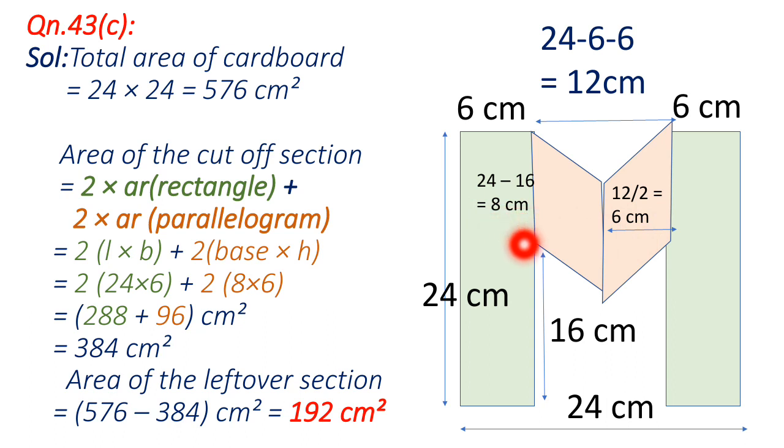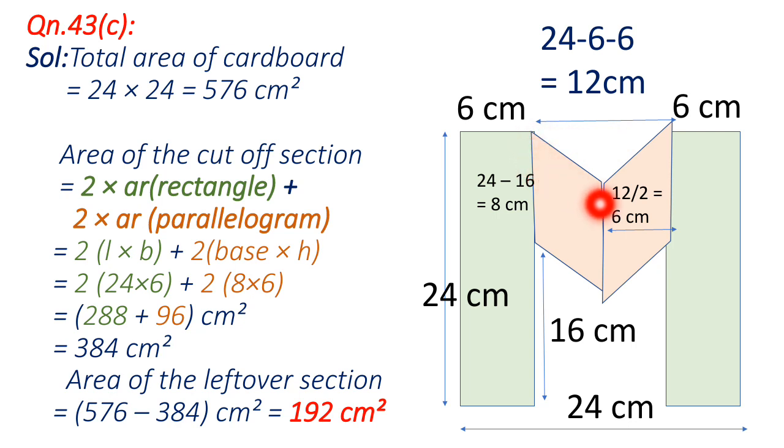So what about the height? Let's see here. It is given the total length. The total length is 24. This section is 6 centimeter and this section is 6 centimeter. So what is left? 24 minus 6 minus 6, that is 12 centimeter. This arrow gives the length 12 centimeter.